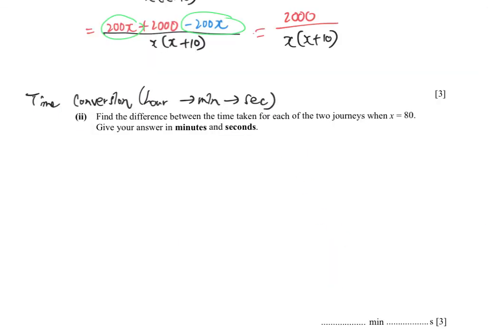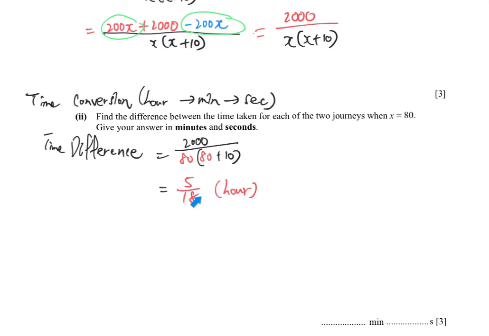That's it. So for part B2, it's just asking about the time conversion from the hour to the minutes to the seconds. First of all, you need to substitute x equal to 80 into the thing you get in B1. So you should get something like this. Put x as 80, and then you use your calculator. You get this as your answer. I'll use the fraction. So this is in terms of hour, but we need to make it into a minute. So how? We just multiply by 60 like this, and then you make it into a minute.